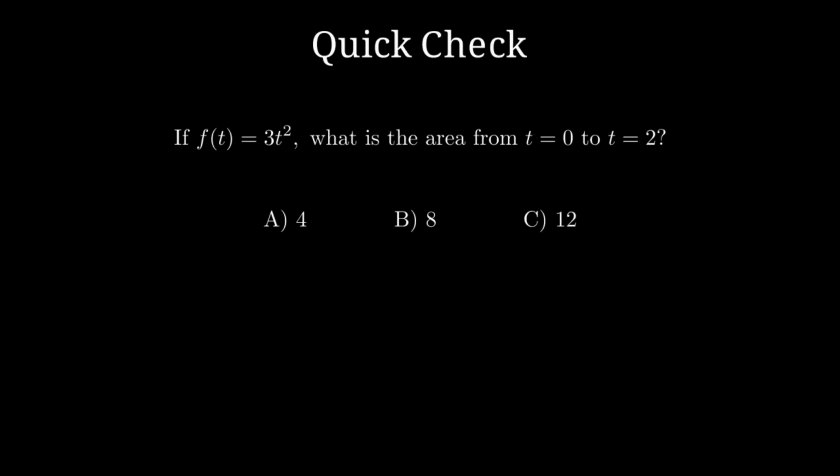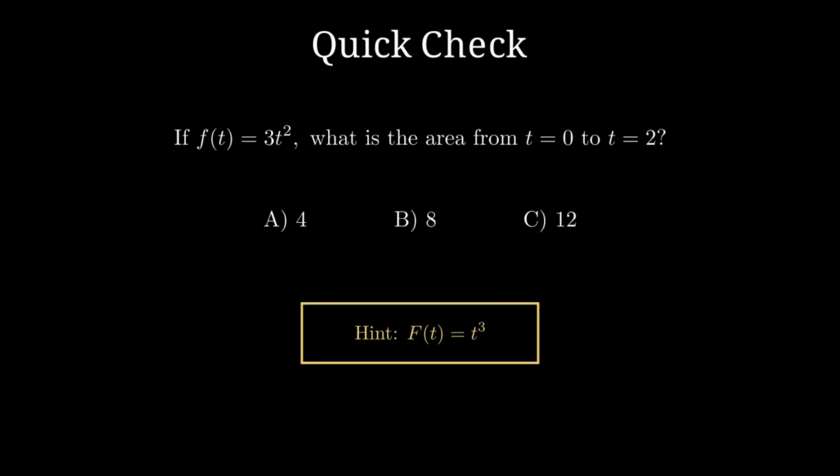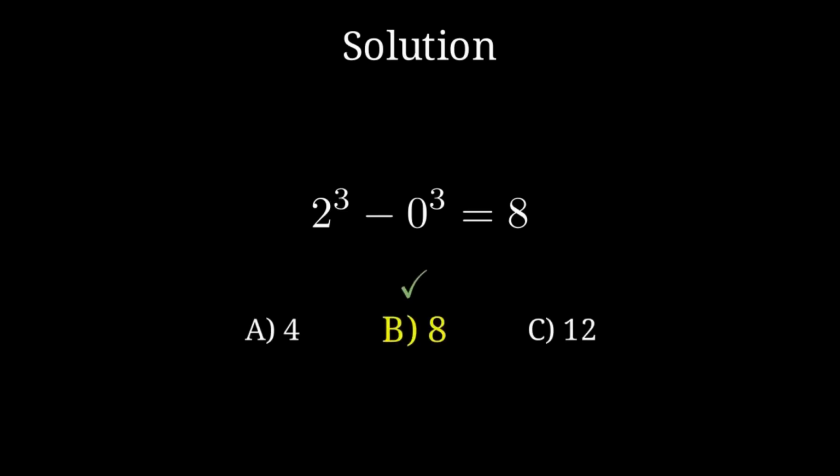Let's test your knowledge. If the function is 3t squared, the antiderivative is t cubed. Evaluate t cubed from 0 to 2. What is 2 cubed minus 0 cubed? The answer is 8. By using the fundamental theorem, we avoided complex limit sums and found the exact area under the parabola in seconds. You are now ready to apply this to more complex functions.